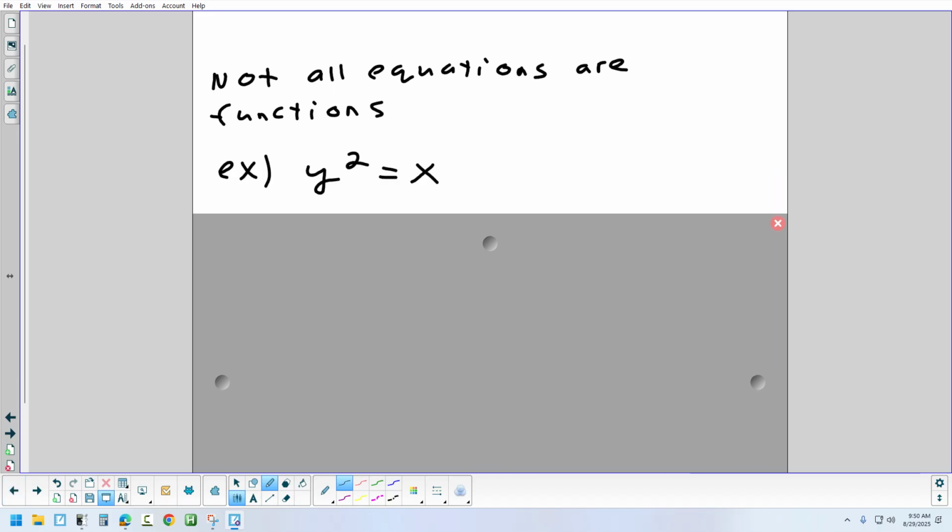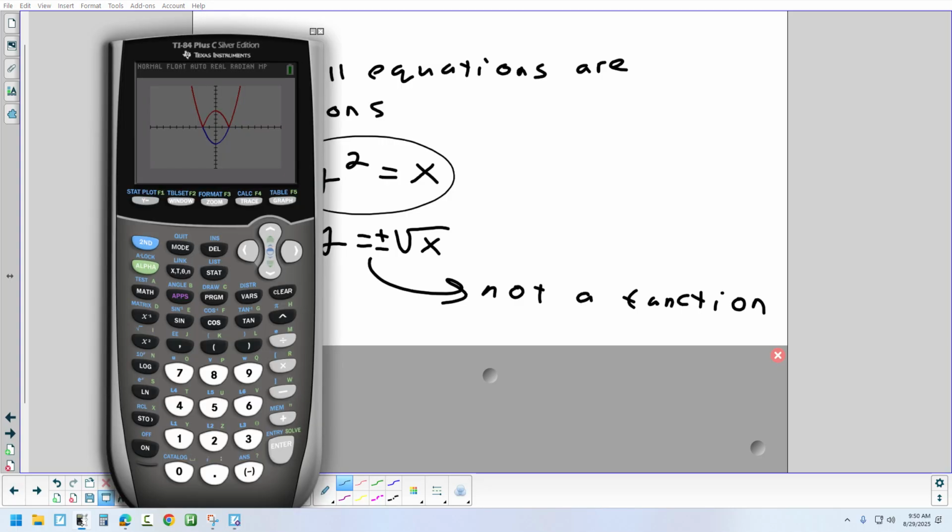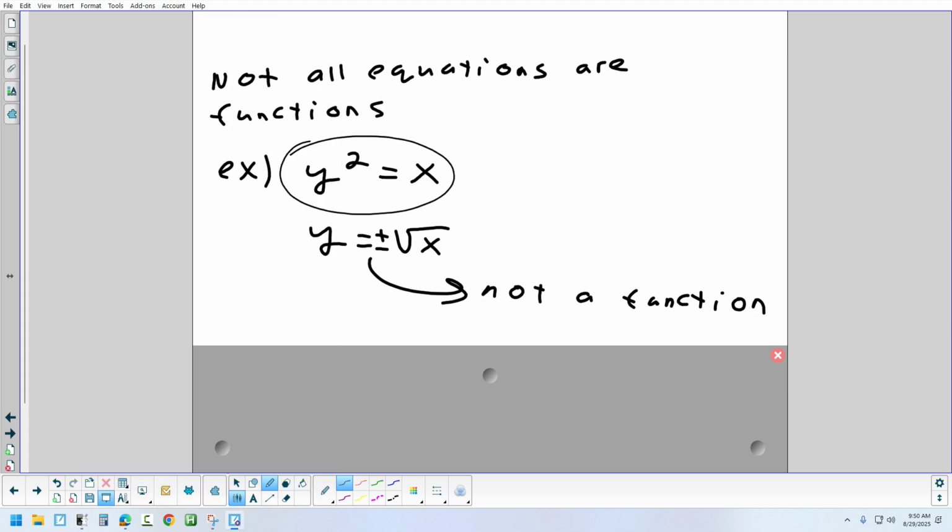Okay, so not all equations are functions. For example, if I take this one, and let's say I want to graph that on the calculator. Well, I can't graph y squared equals x. The calculator can only graph when you have a y alone, not a y squared. So if I want to graph this, I need to isolate the y, which means get rid of that. How do we get rid of squaring? We square root. When you square root both sides, you have to remember that when you take a square root, there's a positive and there's a negative.